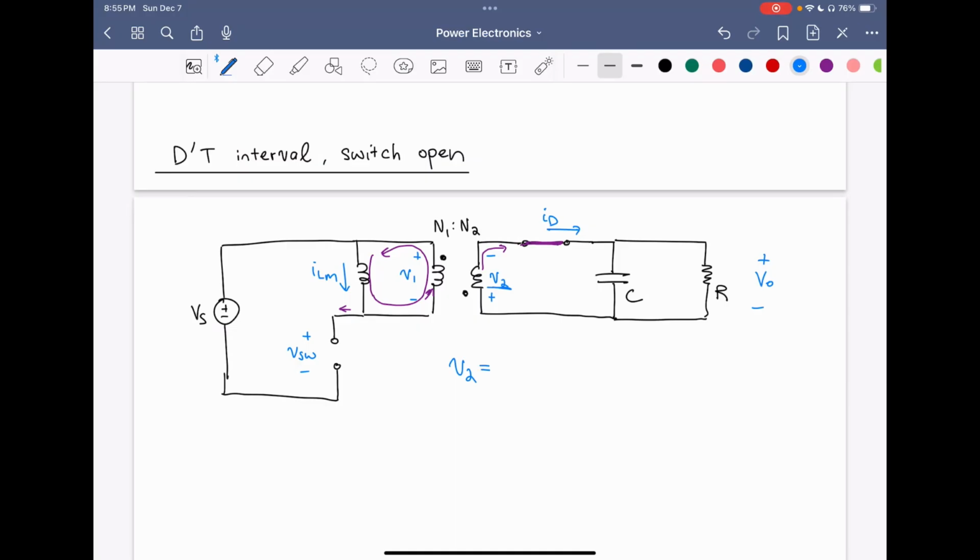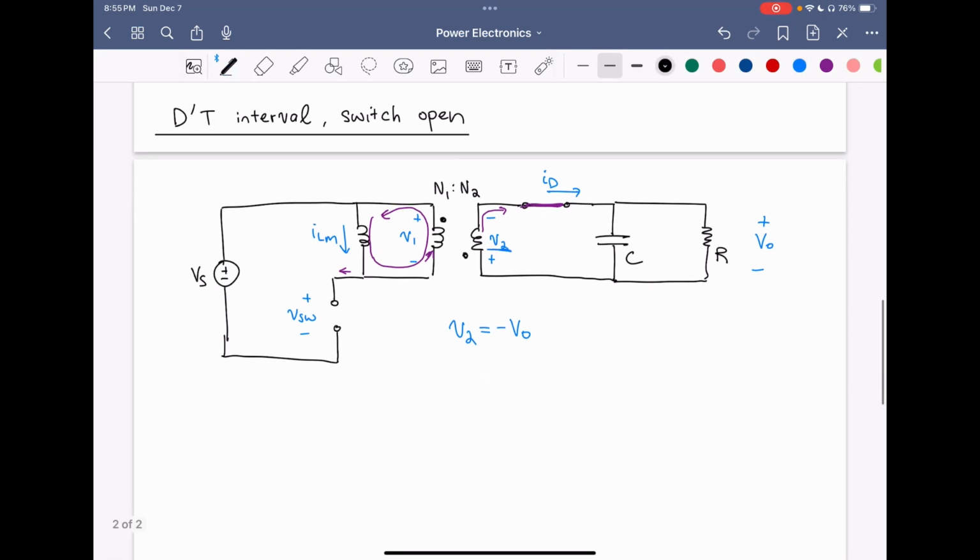V2 is going to be equal to the negative of the output voltage. So V2 equals negative VO. Now, because we know V2 equals negative VO, by the property of the transformer, we have V1, the primary side voltage, equals N1 over N2 times V2. So this means that V1 equals negative N1 over N2 VO.